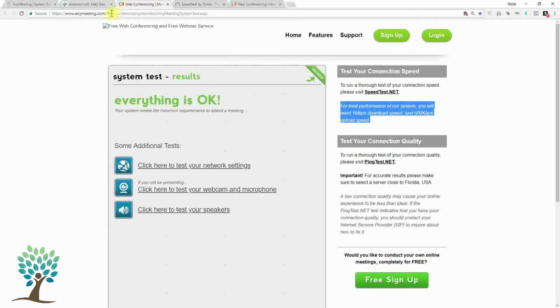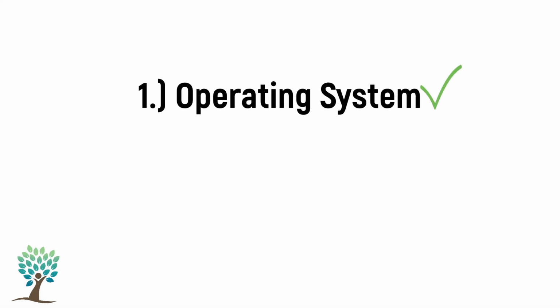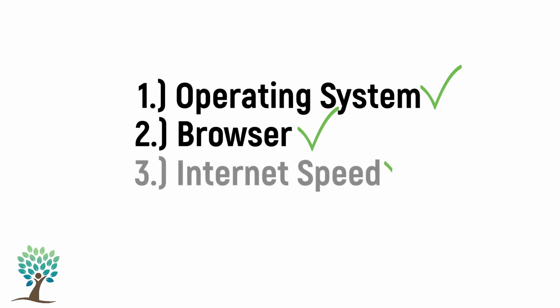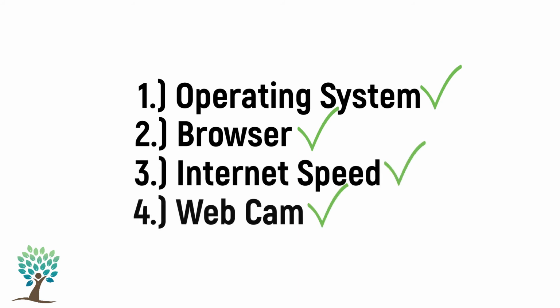Back on the system test page, go ahead and click on this link to test your microphone and webcam. Simply follow the prompts to make sure your mic and camera are ready for use. And lastly, click this link to make sure your speakers are working and you'll be able to hear the physical therapist during your virtual appointment. Now that you've confirmed you have the right operating system, browser, internet speeds, and a mic and webcam, you're all set.